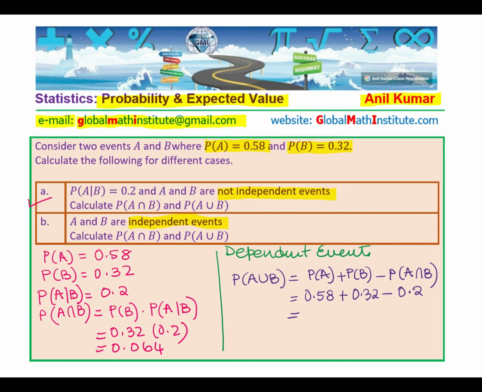Right? It is 7 over 10 or 0.7. Correct? So 0.2 taken away from 0.58 will be 0.38, and when you add 0.38 and 0.32 you get 0.7. So that is how you do part A, which is a dependent event.